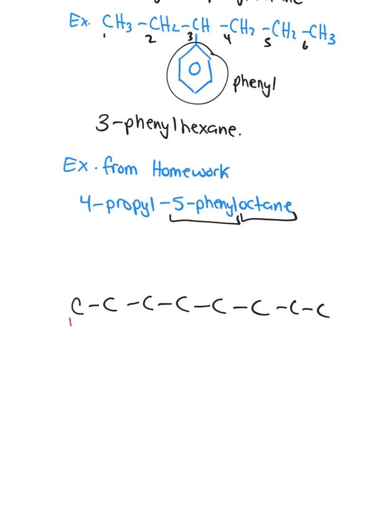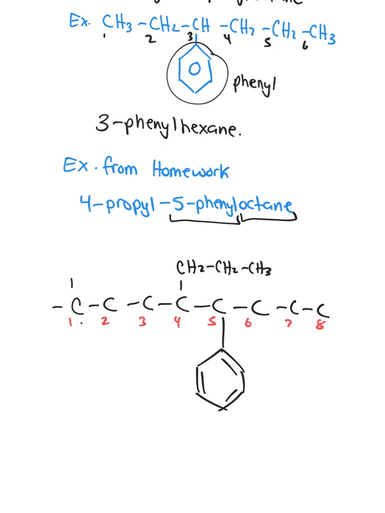So I like to number these so that I can see exactly where I need to draw things. My phenyl group is on the 5th carbon, so I'm going to draw a benzene ring on that 5th carbon, and on the 4th I have a propyl. Remember, we want to try and draw them at the top and the bottom separated as much as possible, if we can, to avoid some sterics. So fill in the rest, and that is your final structure.